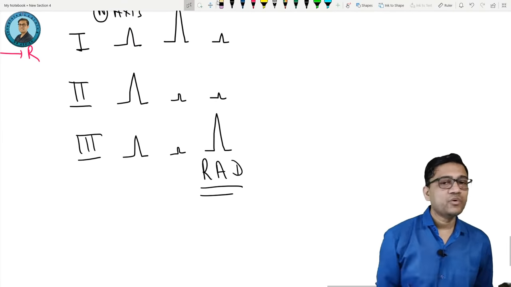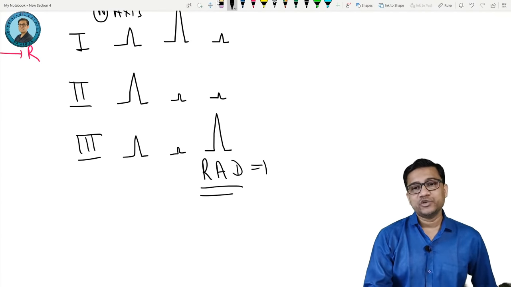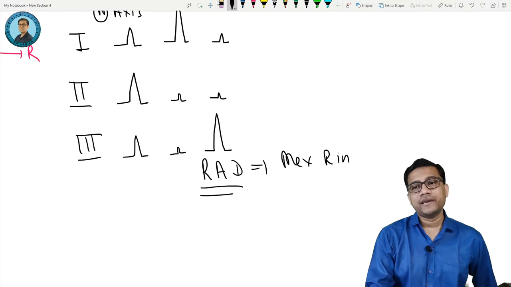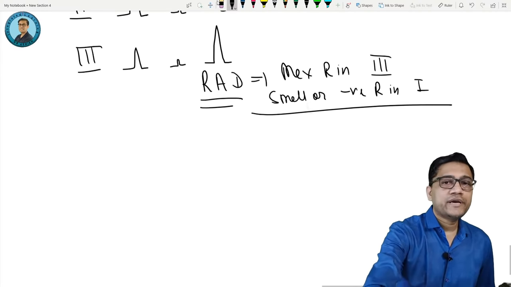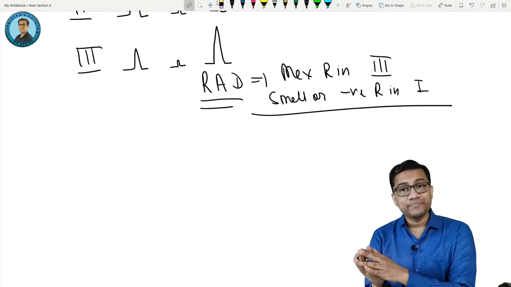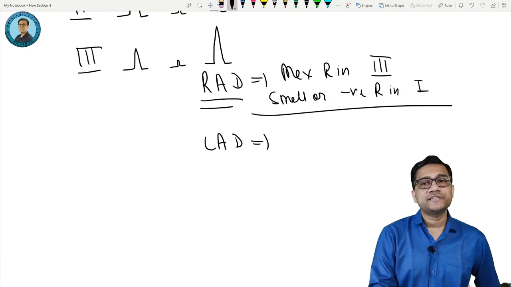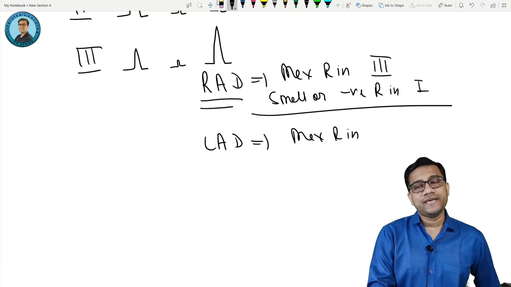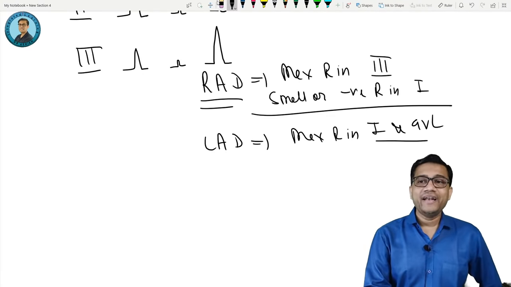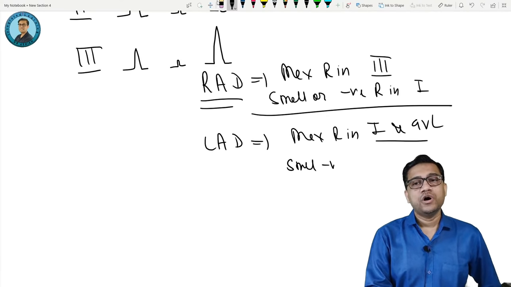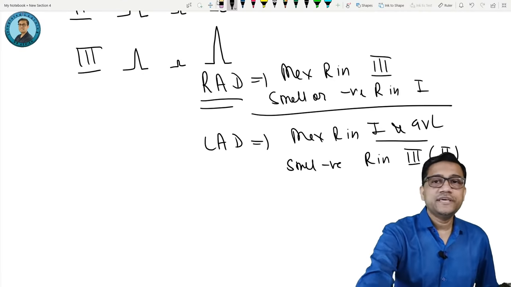Are you clear? Okay, so what is the criteria? In right axis, you will get maximum R in 3, small or even negative R in 1. So max R in 3, small or negative R in 1 indicate this. What is the criteria for LAD? It is max R in 1 and aVL, because they are the left side ones, yes or no? Clear? And small or negative R in 3 or maybe 2. Easy? How easy it became!